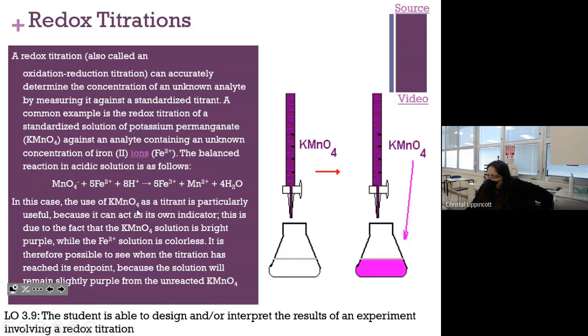All right, redox titrations then. Remember we did the redox titration. This is the potassium permanganate that we did where we turned it that pink color, looking for that very faint pink color.